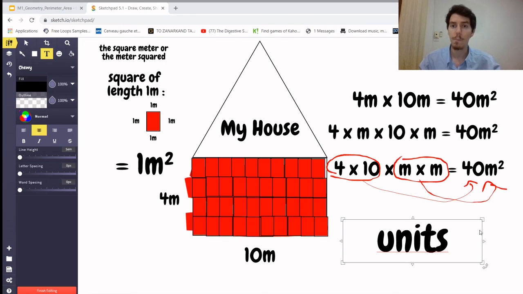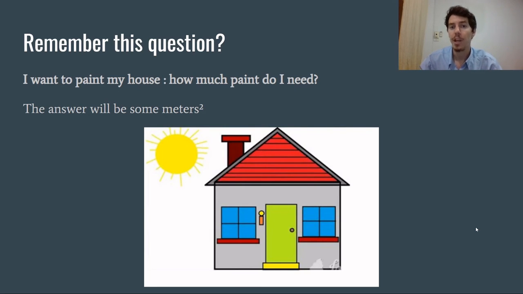Okay, the perimeter is like when you run around the football field. This is some meters. The area is some meters squared or some square meters. All right, these are two very different things. All right, guys, so back to the lessons.